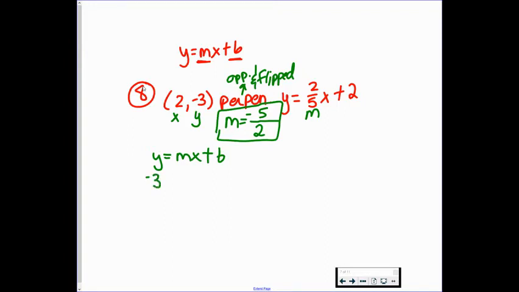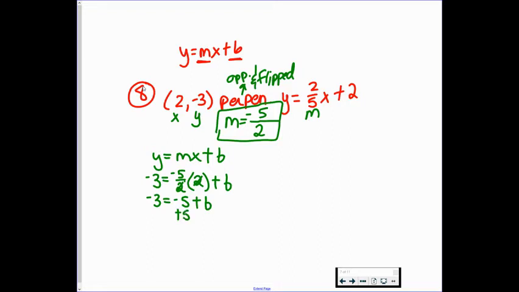Y is -3, m is -5/2, x is 2. Now I plug all that in to solve for b. -3 equals -5/2 times 2. The 2's cross simplify, so we're just left with -5 plus b.